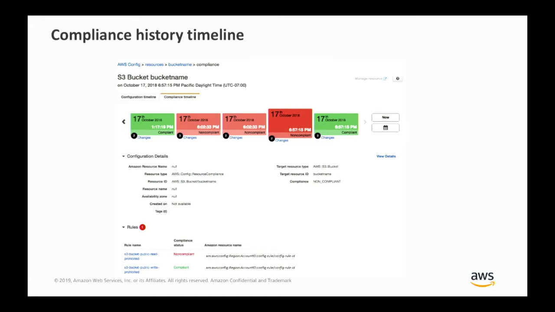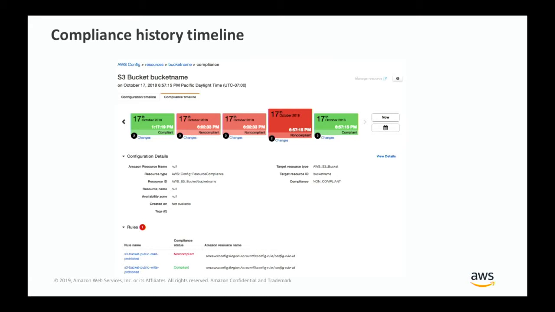So in this example, we have an S3 bucket. You can see that at that point in time, the bucket was still compliant. And then something happened: three changes happened to this object, and it's no longer compliant. There were some additional changes, still not compliant, and so forth. And you can track these over time.